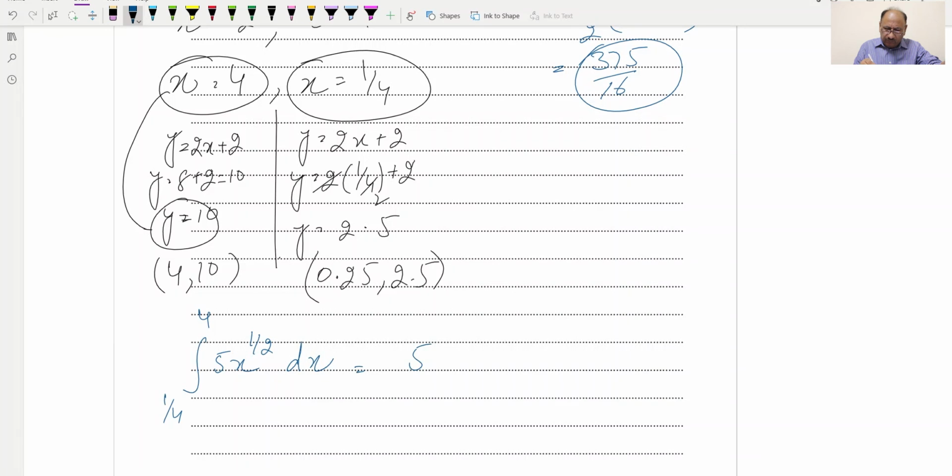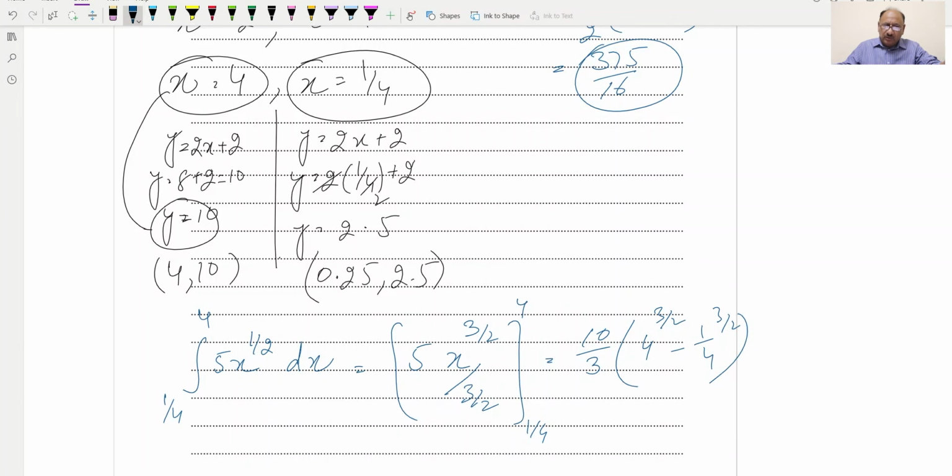This will be 5x raised to the 1 by 2 plus 1, which is 3 by 2, divided by 3 by 2, with the limit 1 by 4 to 4. We can write it as 10 by 3, and inside will be x raised to 3 by 2. The upper limit will be replaced first, so 4 raised to 3 by 2, minus 1 by 4 raised to the power 3 by 2.